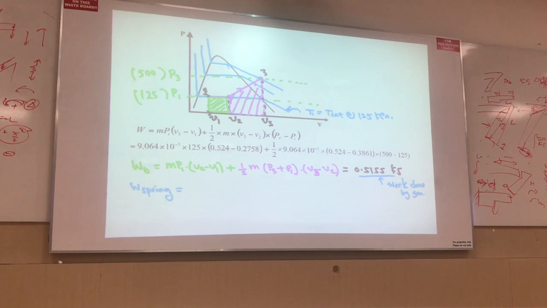Work done by the spring is equivalent to the area of the triangle. Remember, only the area of the triangle is the spring area. And I do believe you go to the lecture and take a look. This area of the triangle, okay? This indicates the spring area, which is half times m times P3 minus P1 times V3 minus V2. And I get the answer here, 0.23436 kilojoules.